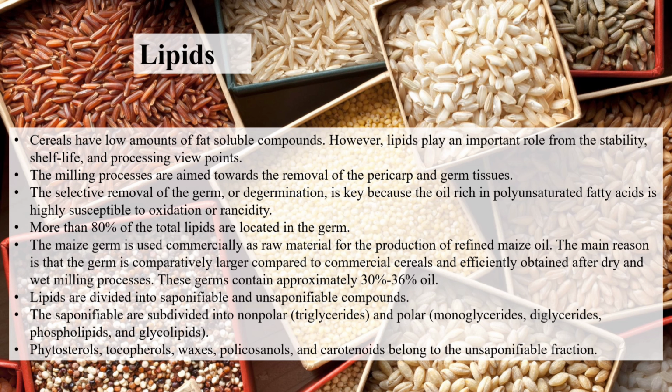More than 80% of the total lipids are located in the germ. The maize germ is used commercially as raw material for the production of refined maize oil. The main reason is that the germ is comparatively larger compared to other commercial cereals and efficiently obtained after dry and wet milling processes. These germs contain approximately 30–36% oil.